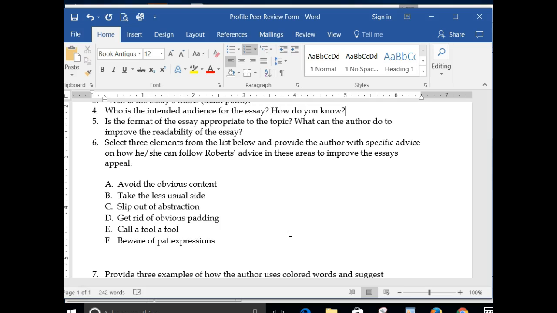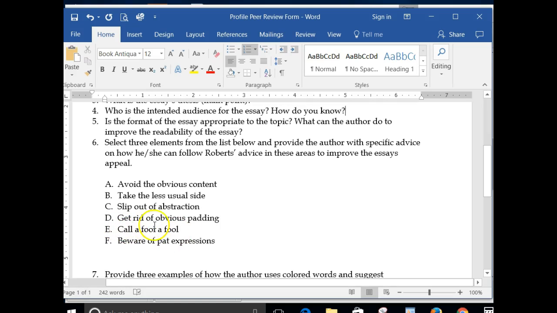What can that author do to make it fresh and interesting? Okay, that's the advice that you want to give that author. Or how can the author slip out of using abstractions and turn his or her language into something concrete, and paint pictures and create images for the reader? Maybe the author beats around the bush, and rather than saying that Hitler was a war criminal who was heinous in every manner, is saying he's a bad guy or he wasn't a good guy.